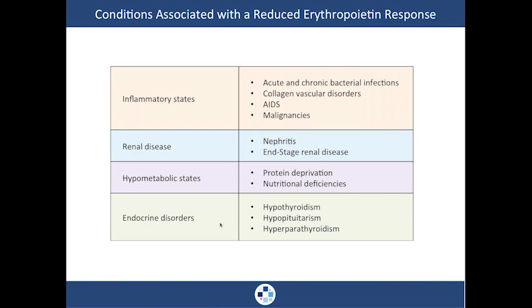I'll have a little slide for you. Hopefully you get a copy of these slides. These are some conditions associated with reduced erythropoietin, inflammatory states like I talked about. So what's the cure? Get rid of the chronic and acute bacterial infections. Treat the collagen vascular disorders.